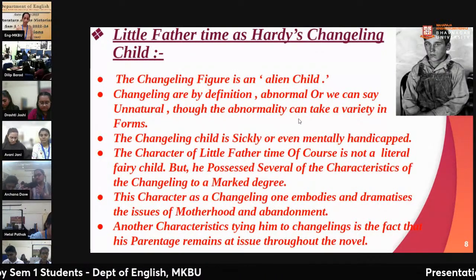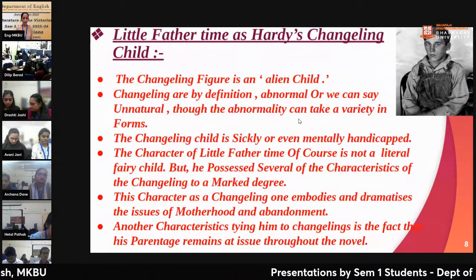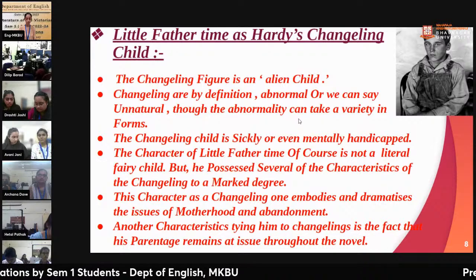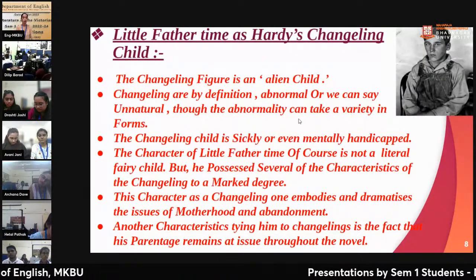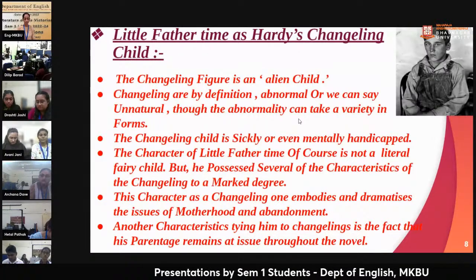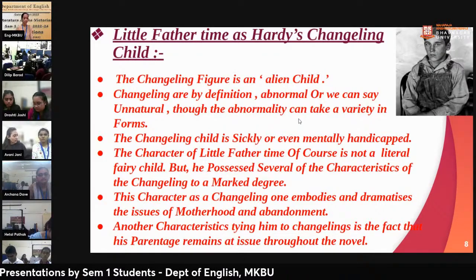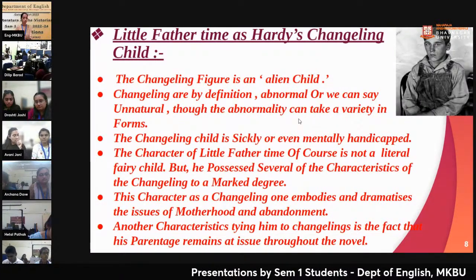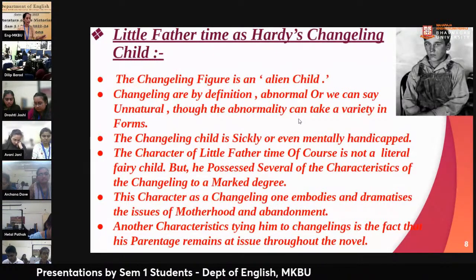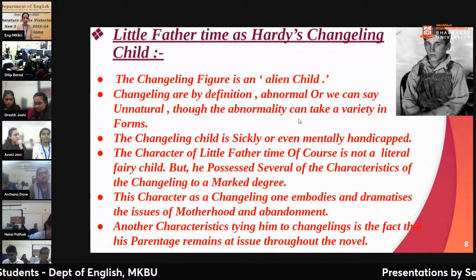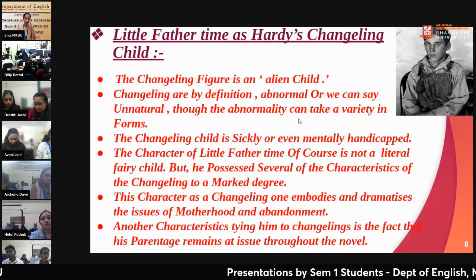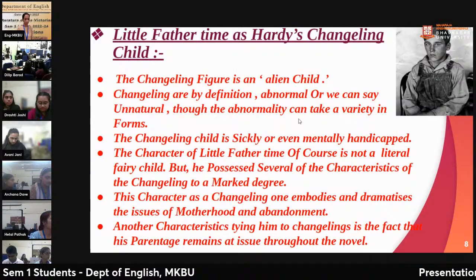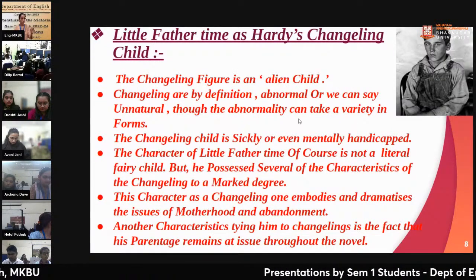The character of Little Father Time, of course, is not a literal fairy child, but he possesses several characteristics of the changeling to a marked degree. This character, as a changeling, embodies and dramatizes the issue of motherhood and abandonment. Another characteristic tying him to changelings is the fact that his parentage remains at issue throughout the novel. When he starts to stay with Sue and Jude, whenever they go out, Little Father is always expressionless, because he doesn't understand things very clearly. The parentage issue remains throughout the novel, because his mother, Arabella, also abandoned him.